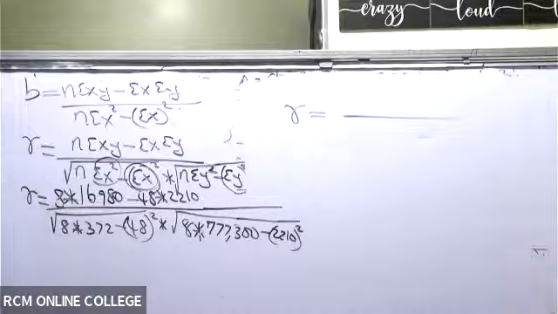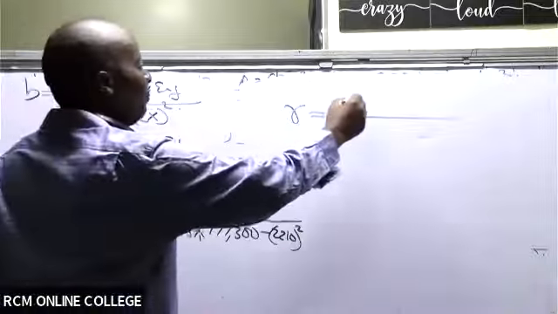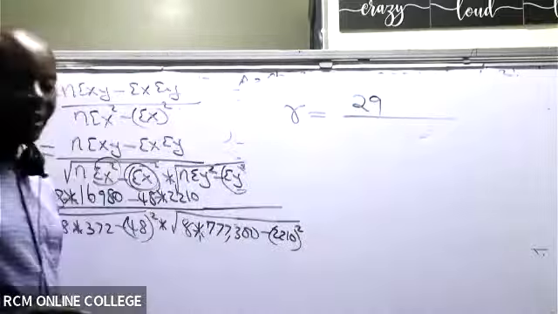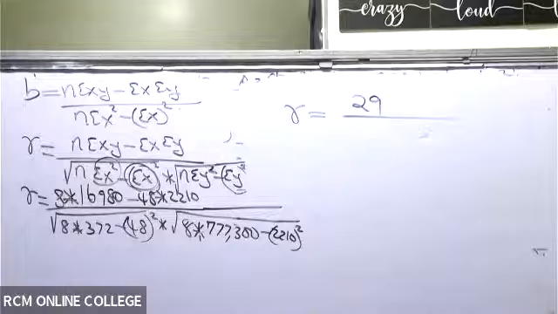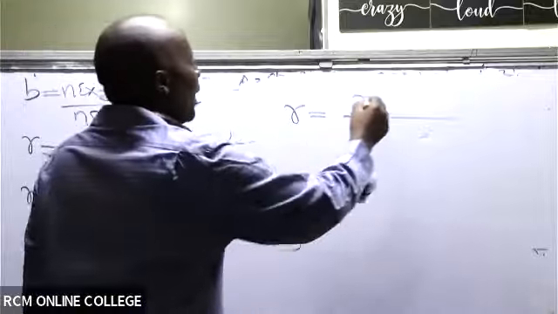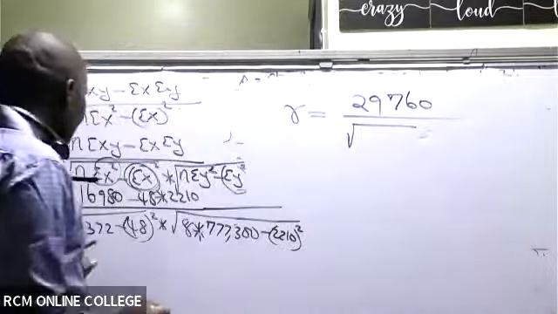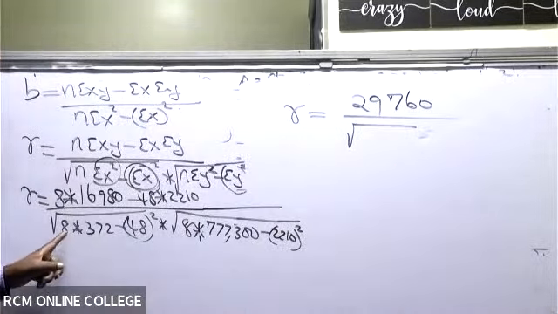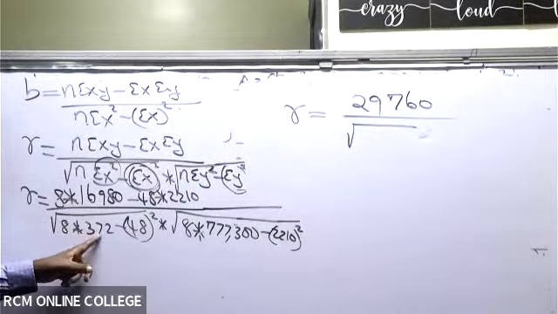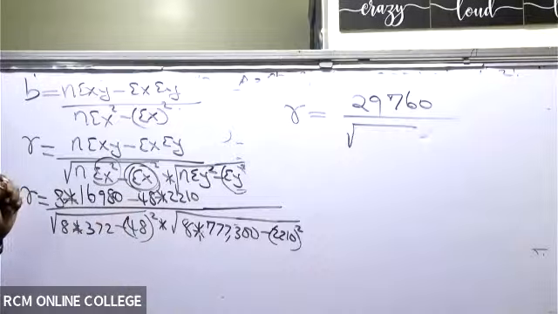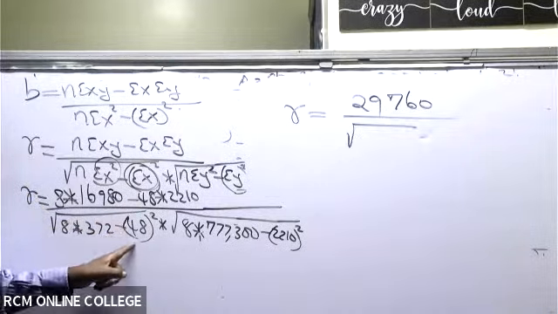So they have confirmed that the numerator is 29,760. 29,760 divided by, is there somebody who is able to give me what we have under the square root here? Anybody who can give me what we have under the square root? 8 times 372 minus 48 squared. Just that.